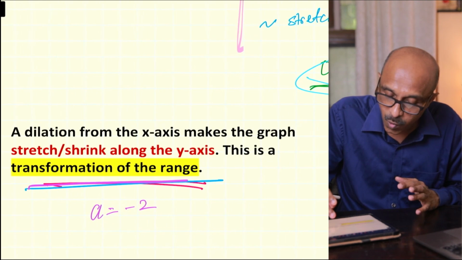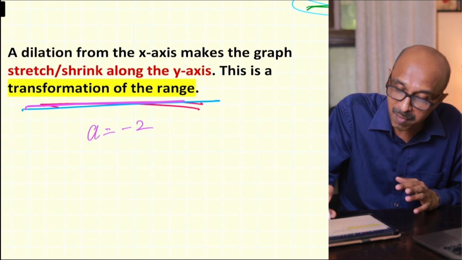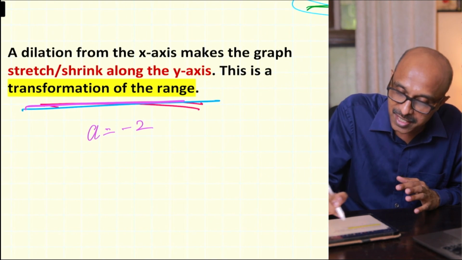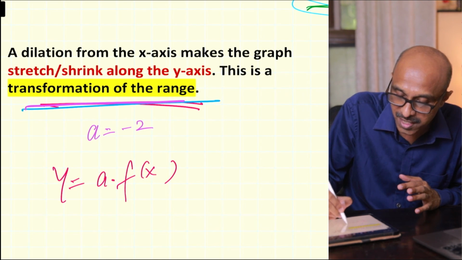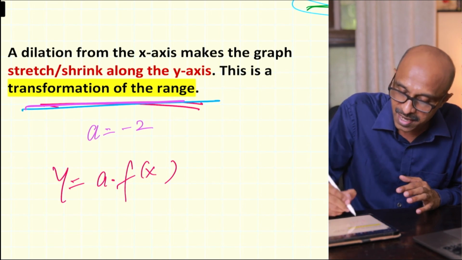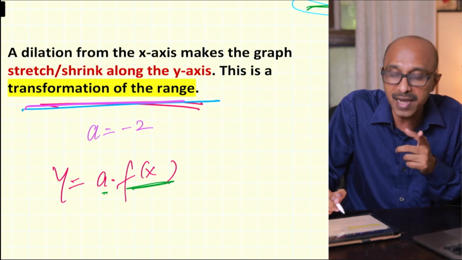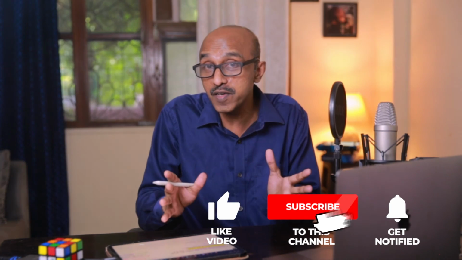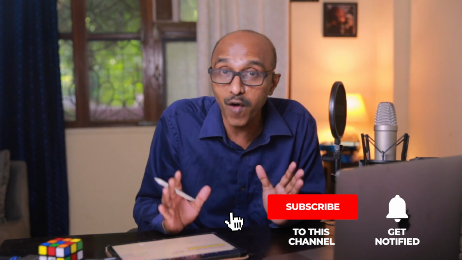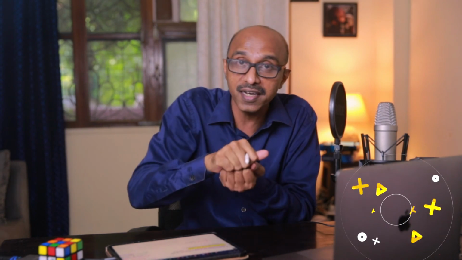So what did we see today? We saw a dilation from the x-axis is denoted by y is equal to a times f of x. Clearly, that a is being multiplied to f of x, the y values. And therefore, a dilation from the x-axis is often referred to as a transformation of the range because it's the y values that are getting stretched or shrunk. In the next video, we are going to talk about dilations from the y-axis.